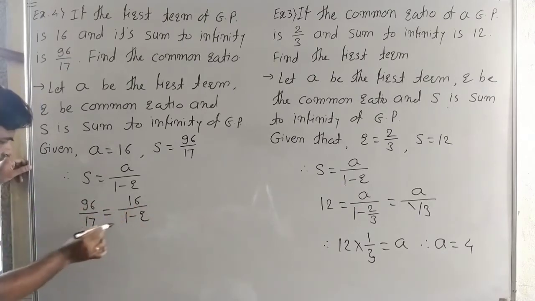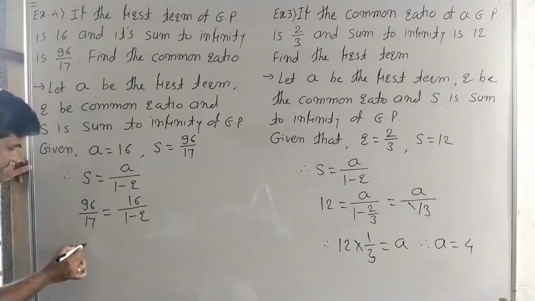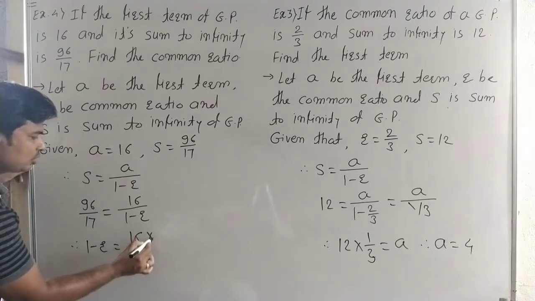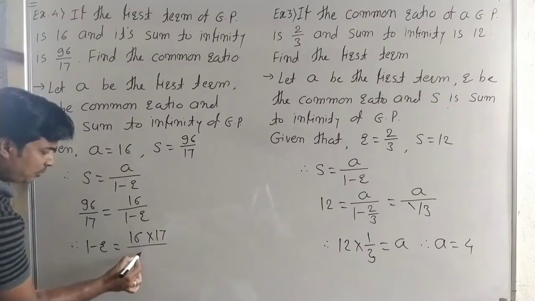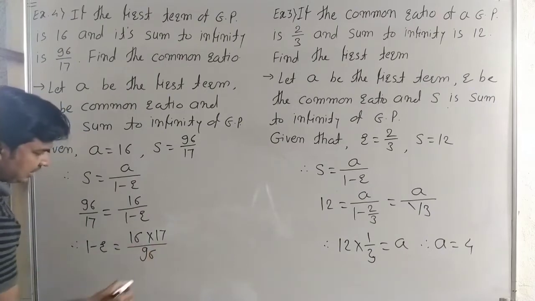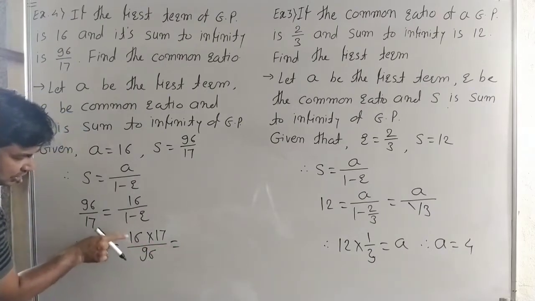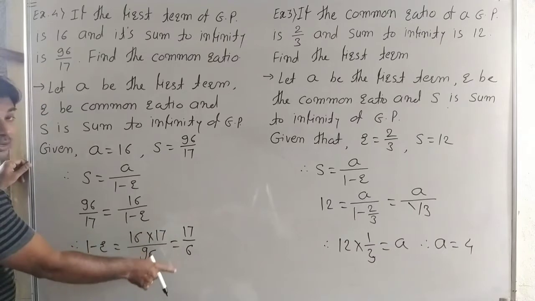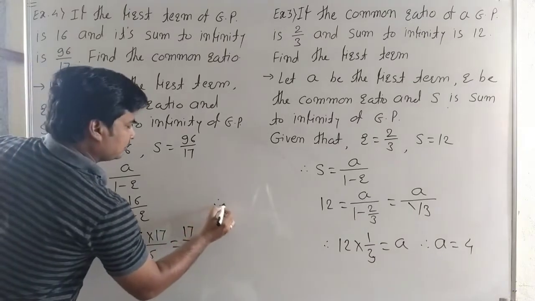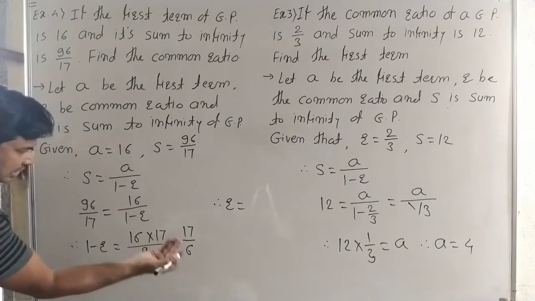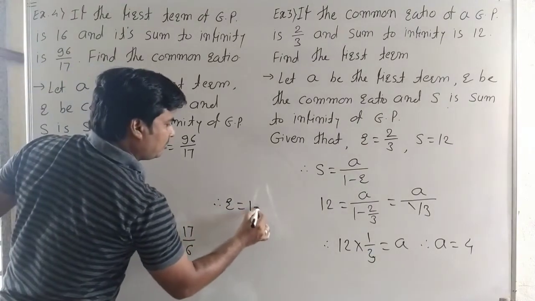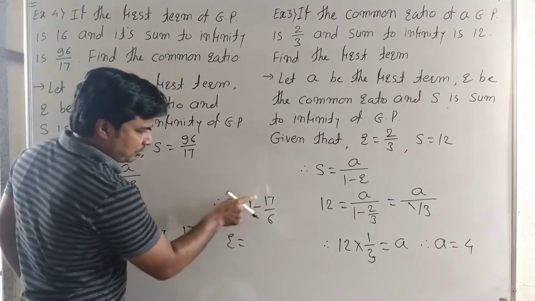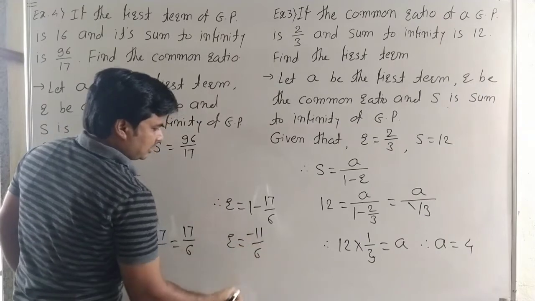See carefully: we can write 1 minus r on the left-hand side, and 17 in the numerator, therefore it is 16 into 17 upon 96. Now take this calculation: 16 and 96, 16 sixes are 96, that means it is 17 upon 6. So 1 minus r is equal to 17 upon 6, and therefore r is equal to 1 minus 17 by 6. Then r is equal to 6 minus 17, that means minus 11 by 6.